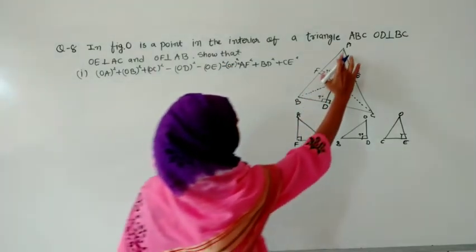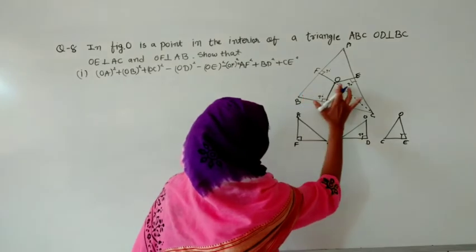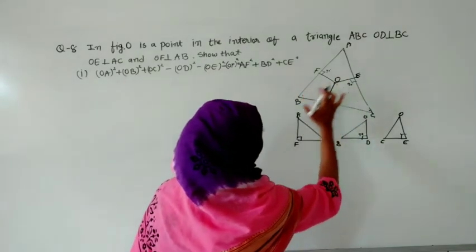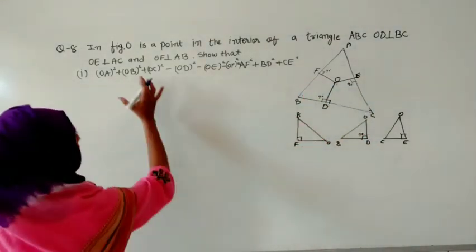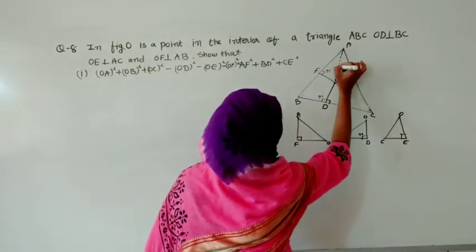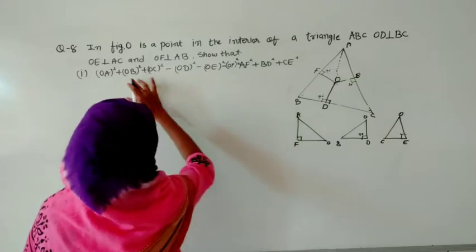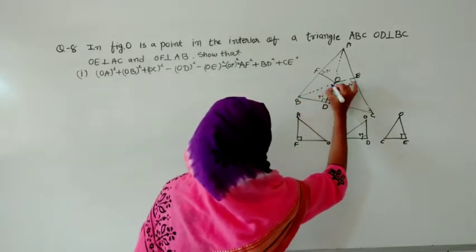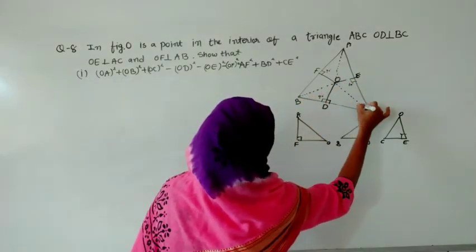Only the thing is that if you first draw it, it will look like this, right? Because only perpendiculars are given. Then how did I separate the figure? Because in the answer we want OA square, so I am drawing this OA by a dotted line. Then I want OB square, so I am drawing it like this. And if I want OC square, I draw it.